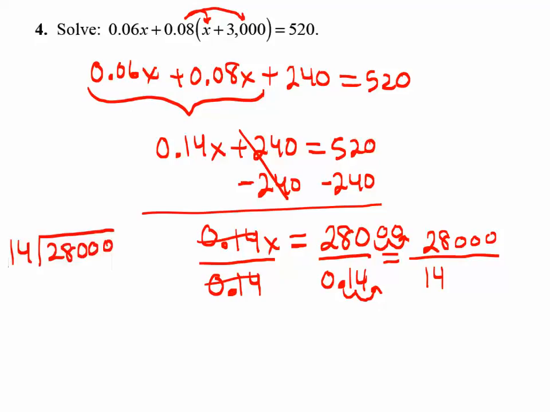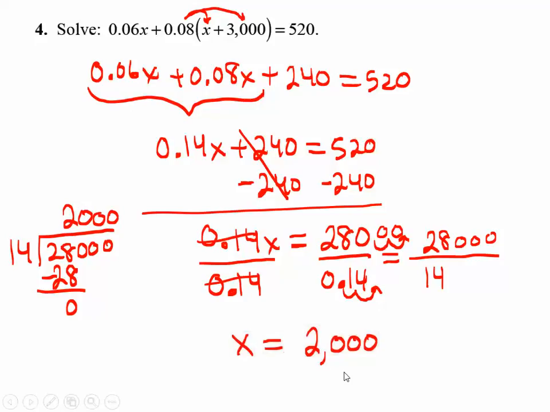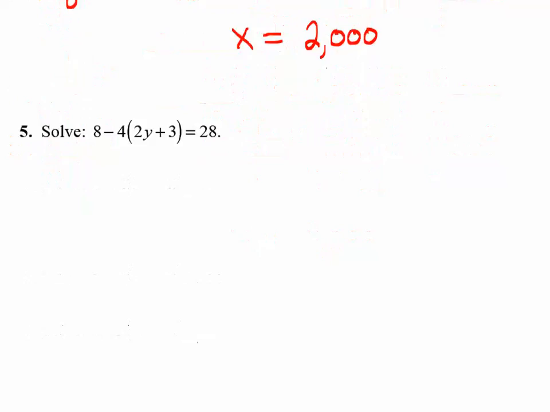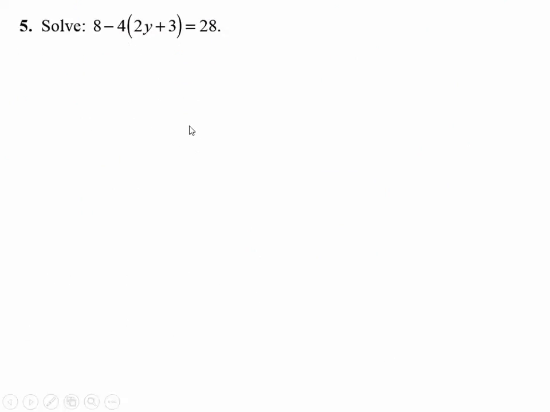All right, that has to go off to the side. All right, 14 goes into 28,000. Should be 2,000 if you did it correctly here. So final answer, x is equal to 2,000. All right, second to last problem here. Try this yourself.